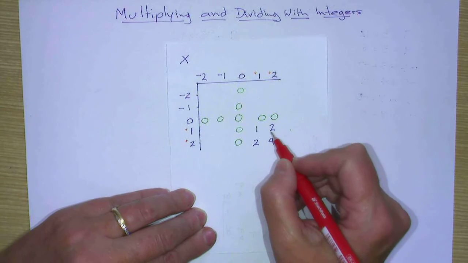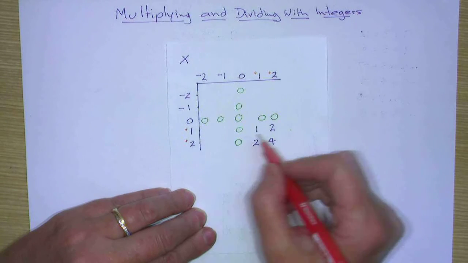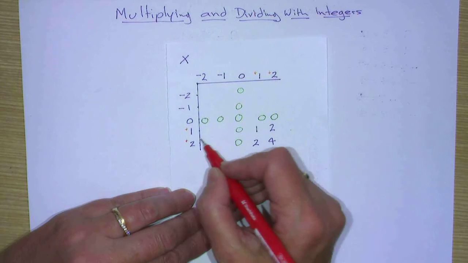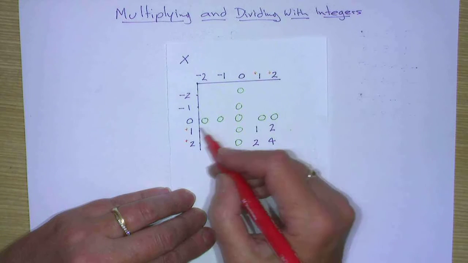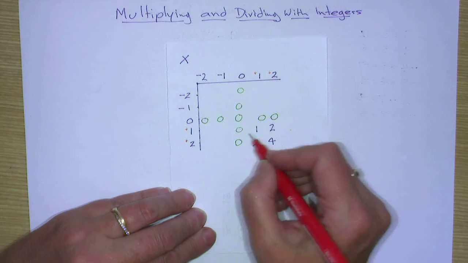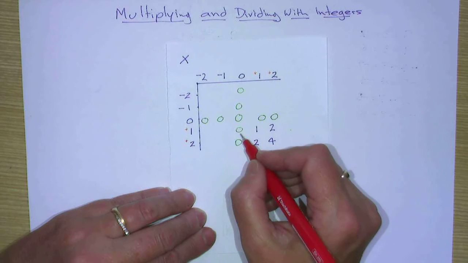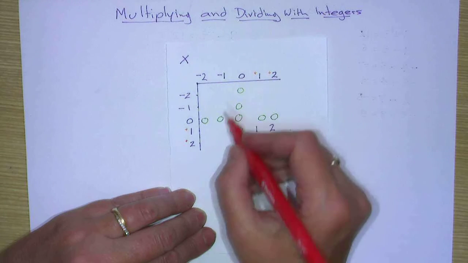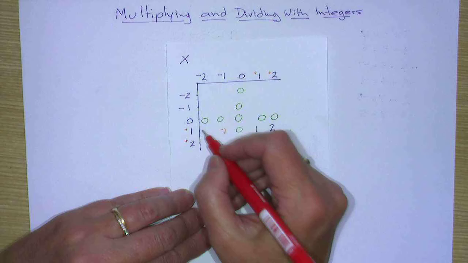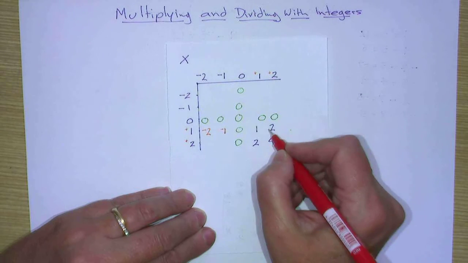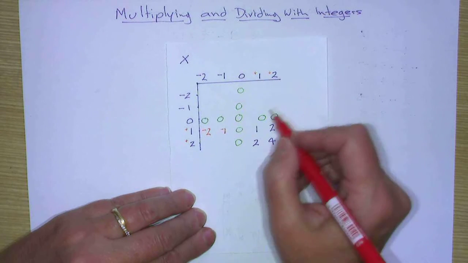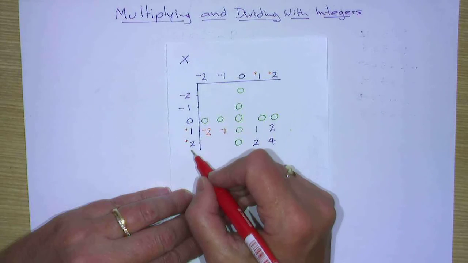Now if we look at the pattern, when we're multiplying by 1, for every number we go down 1 in our answer. So 1 times 2 is 2, 1 times 1 is 1, 1 times 0 is 0. So 1 times minus 1 is minus 1. And 1 times minus 2 is minus 2. So you can see the pattern as we go down. And the same happens here when we are multiplying by positive 2.